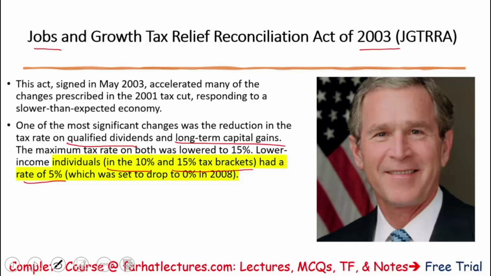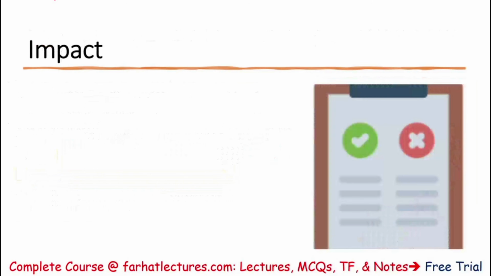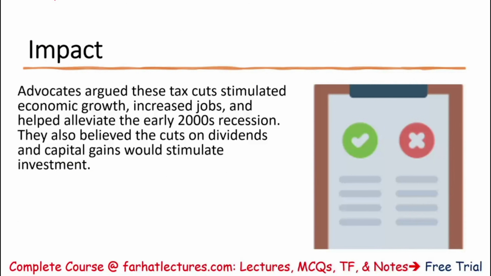Again, what's the goal? The goal is to accelerate the economy. Accelerating rate reductions planned for future years were implemented immediately. Remember, in 2001, they said they were going to plan to reduce it. In 2003, they immediately reduced them because they wanted to spur the economy. Again, what's the impact? What would advocates say? They say that this stimulated economic growth, increased jobs, and helped alleviate the early 2000s recession from the dot-com bust.